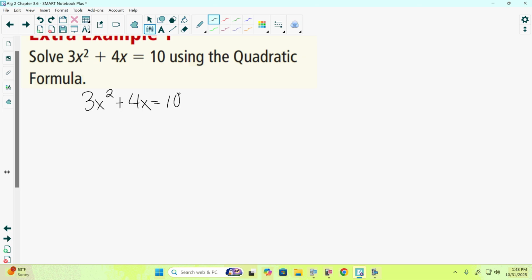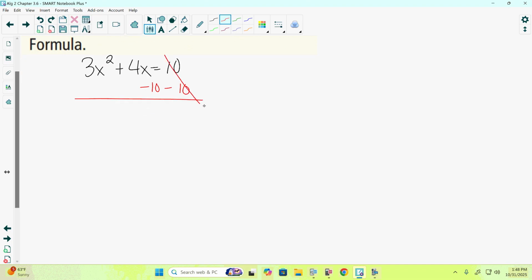But what's the first thing we can do? We can subtract 10 from both sides. 10 minus 10 on the right-hand side is going to give us 0. 3x squared plus 4x minus 10.